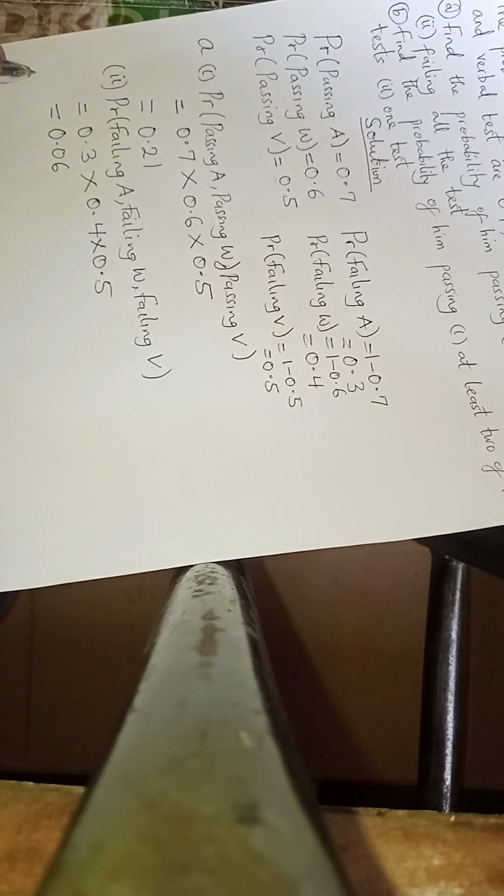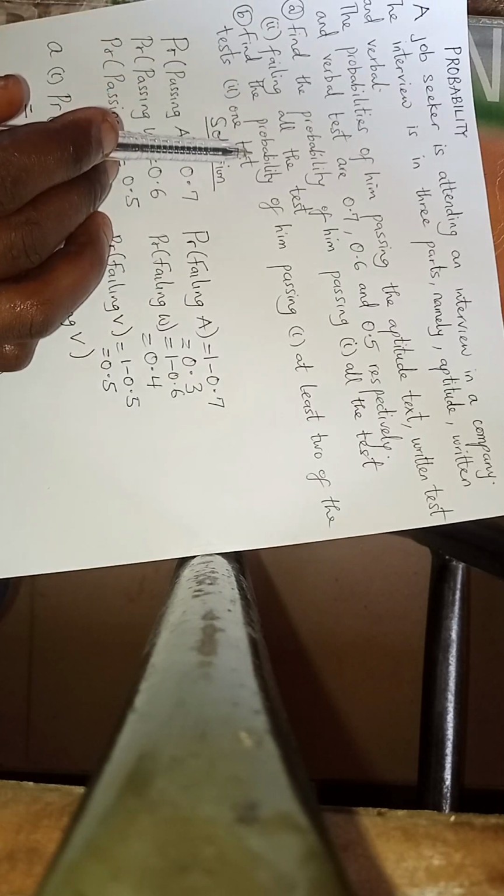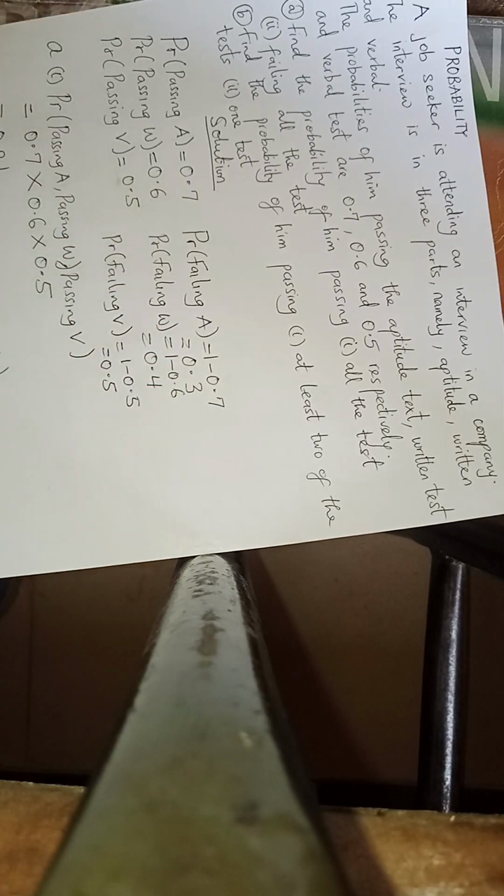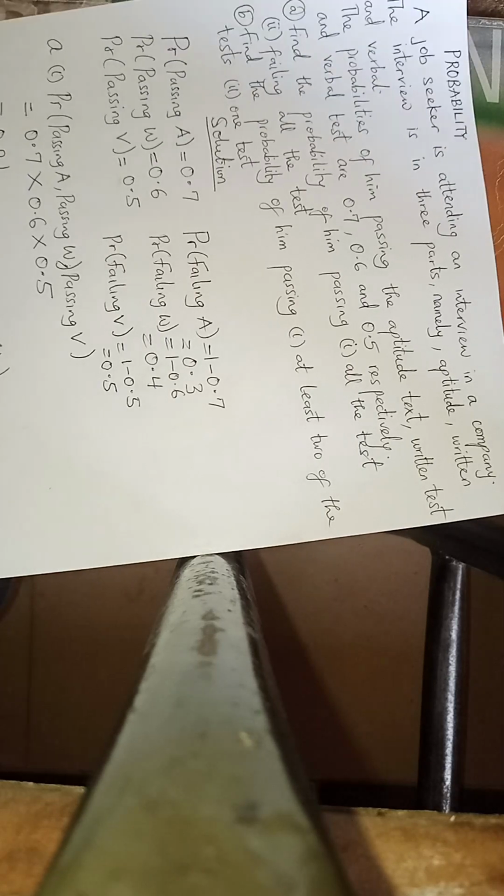Now let's move to question B. Question B says, find the probability of him passing at least two of the tests. Now in this case, we say at least. So at least two means it can be more than two. But the minimum you can have is two. So the probability of him passing a minimum of two and above. You can as well have more than two. So this is how I'm going to do.